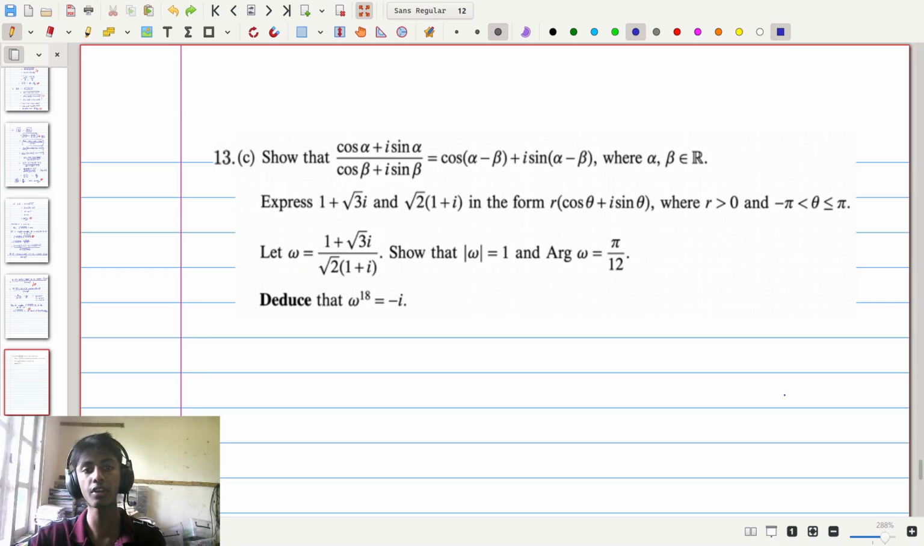The question says, show that cosine of alpha plus i sin alpha divided by cosine of beta plus i sin beta is equal to cosine of alpha minus beta plus i sin of alpha minus beta, where alpha and beta are both elements of the real numbers.